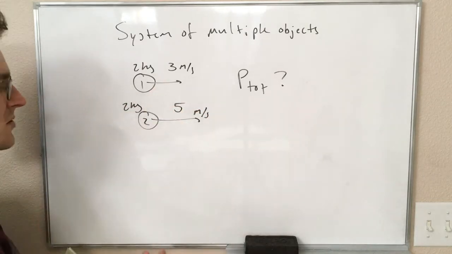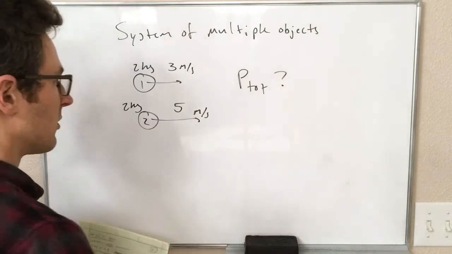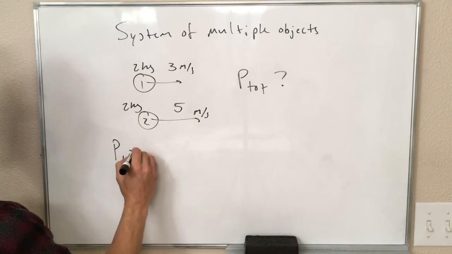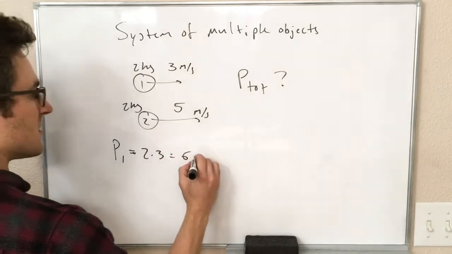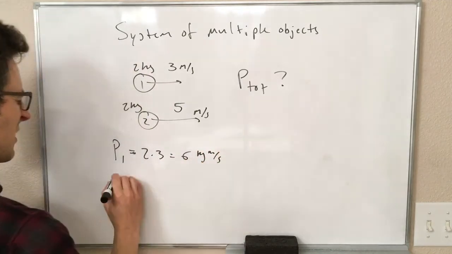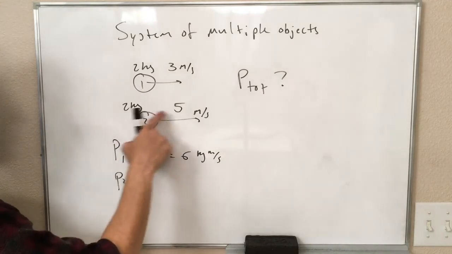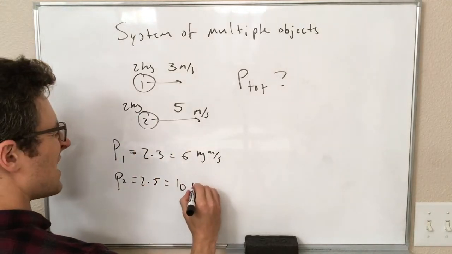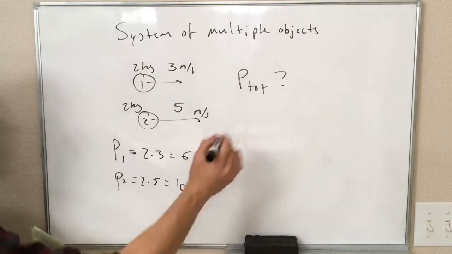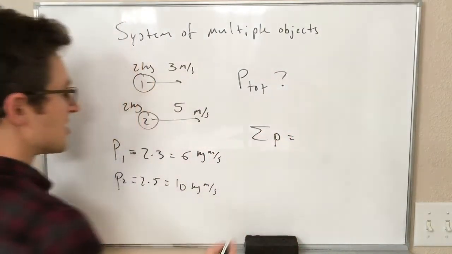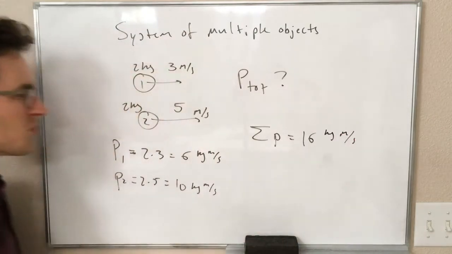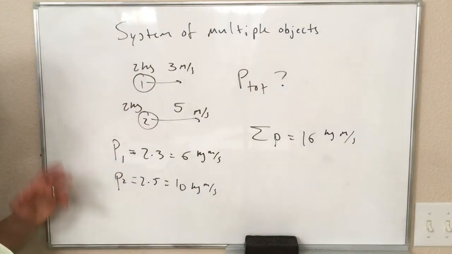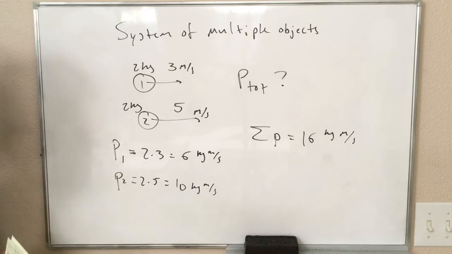We don't have to worry about components in the y direction or whatever. So our momentum for object 1 is equal to mv, so that's 2 times 3, which is 6 kilogram meters per second. The momentum of object 2 is mv, 2 times 5, so that's 10 kilogram meters per second. So the total momentum, the sum of all of our momentums, is 10 plus 6, which is 16 kilogram meters per second. This is as easy as it looks.